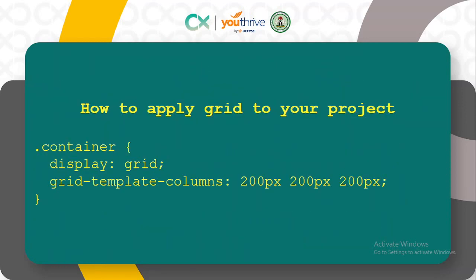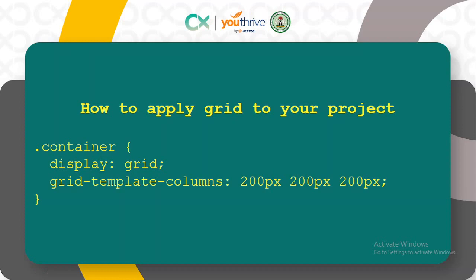So how can we add or apply grid to our project? Here is just a simple example of how we can do that. We'll have a container, then we're going to add this property, display grid, and we're going to add grid template columns. So let's put this into practice and it will help us to understand it more.